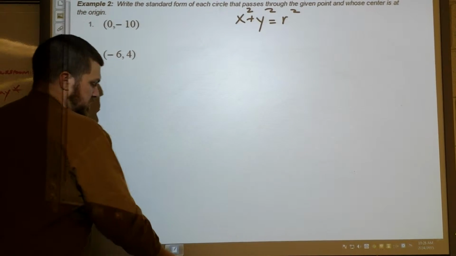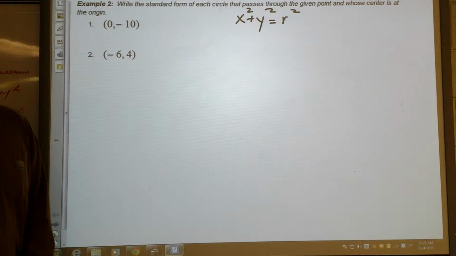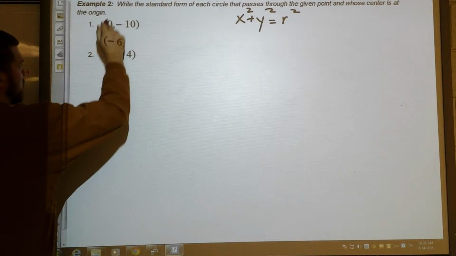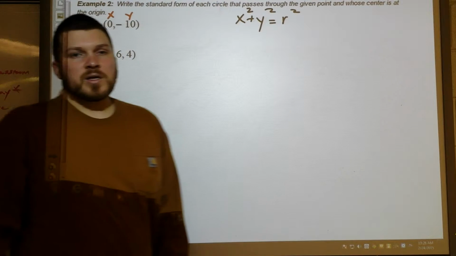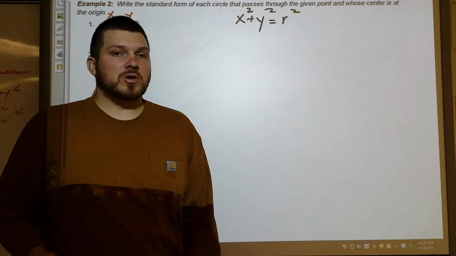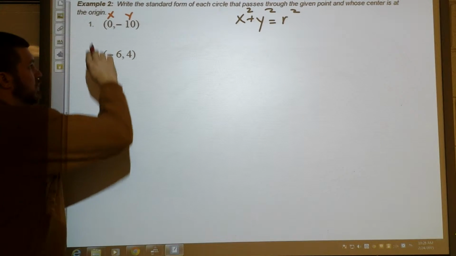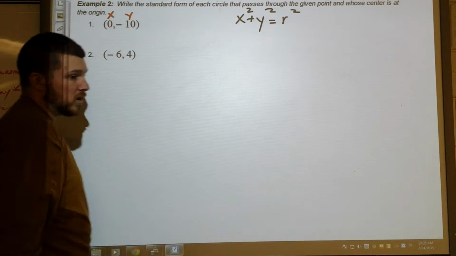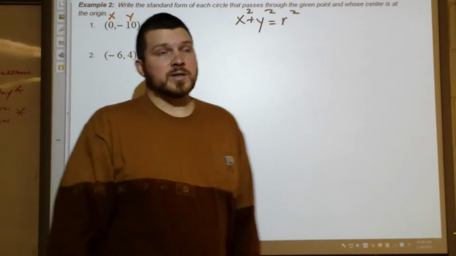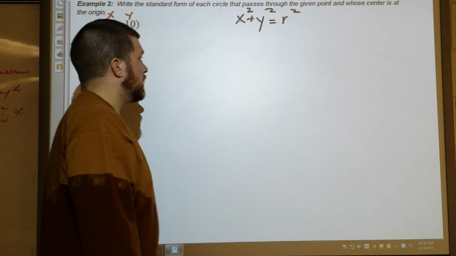For each of these problems that we're about to do, this point that we're given lives on the circle. So, for instance, in the first one, this is my x, this is my y. I do not have the radius yet, so before I can write the equation of a circle, I must have the radius. So that's what I need to find first. To find it, what I'm going to do is everywhere I see an x, I'm going to plug in. Everywhere I see a y, I'm going to plug in. And I'm going to solve for what my radius is. All I'm going to need to find, though, is r squared. So keep that in mind.